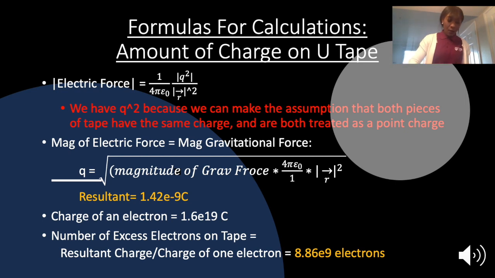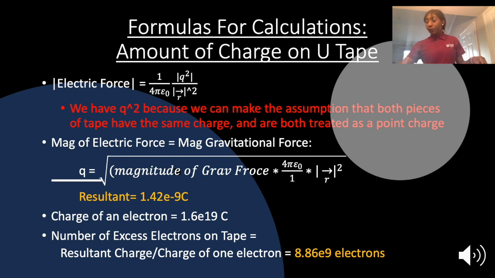Next, we know that the magnitude of the electric force equals the magnitude of the gravitational force. Therefore, we can set these equations equal to each other to find Q. After doing algebra, we see that Q equals the square root of the magnitude of the gravitational force times 4 pi epsilon naught times the magnitude of r squared. This gives us the resultant, which equals 1.42 e to the negative 9 C.